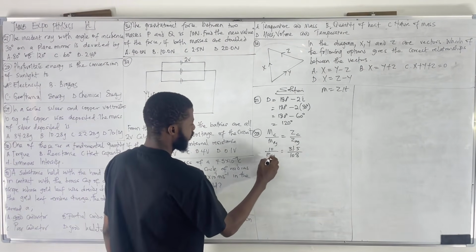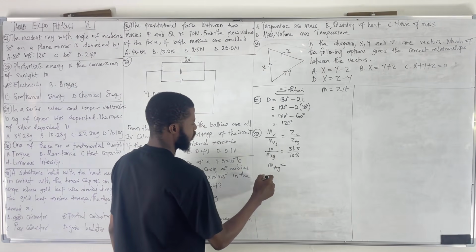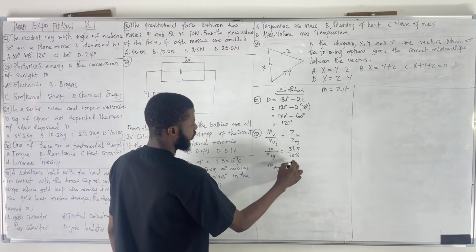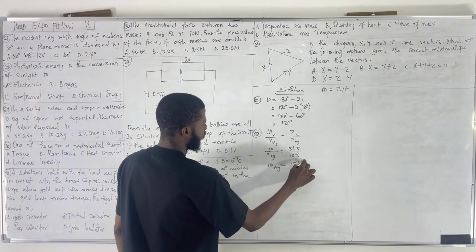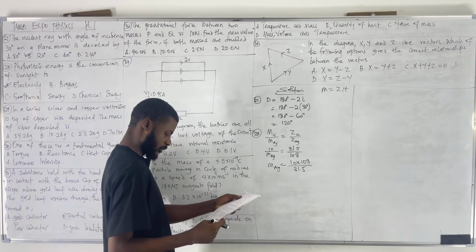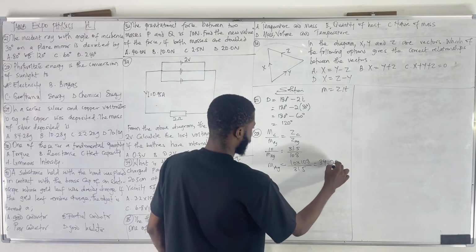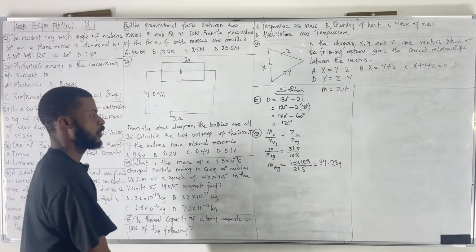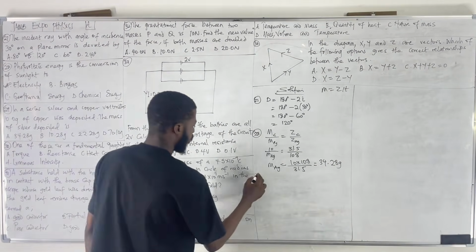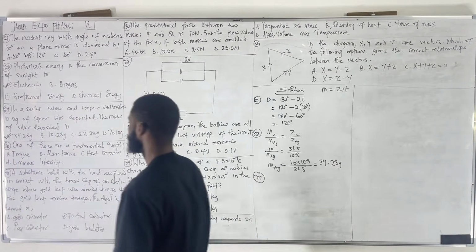So this means to make the mass of silver the subject, we have to say 10 times 108 divided by 31.5. So when you do that, you get 34.28 grams. That's what you're going to be getting for that very value. So the answer is A.